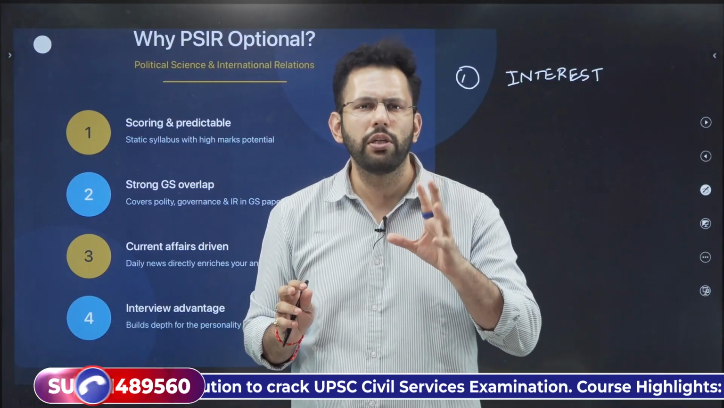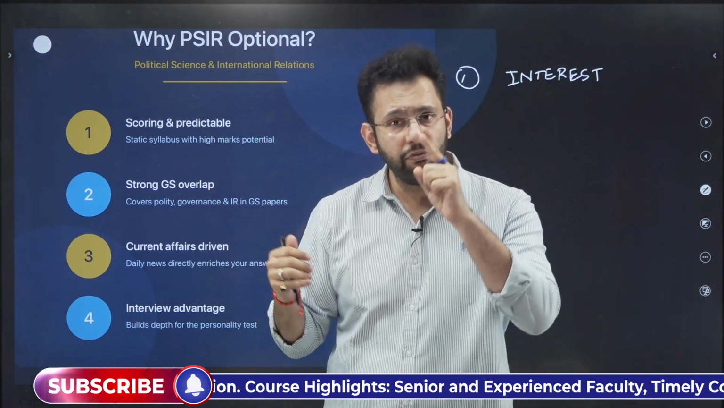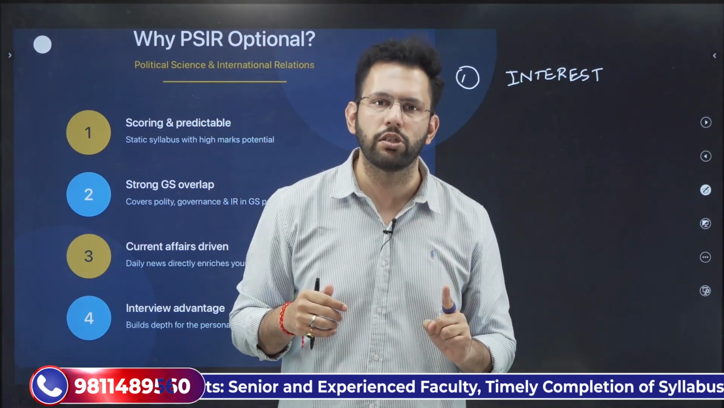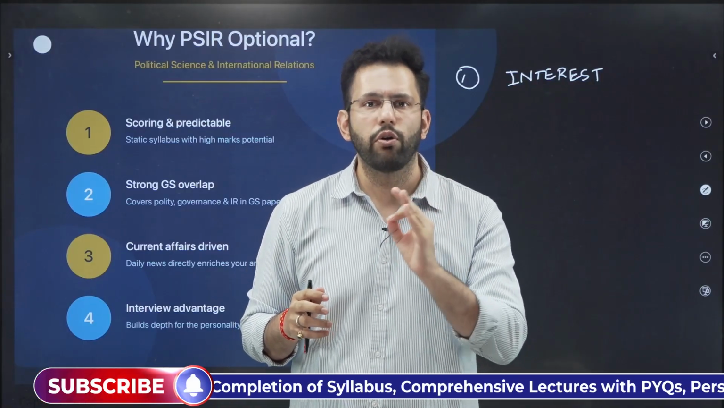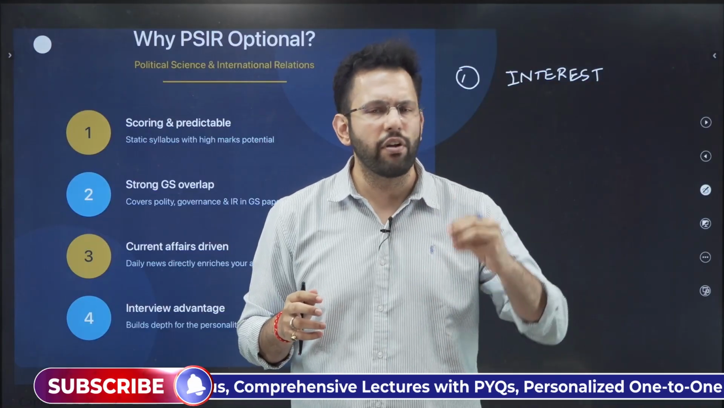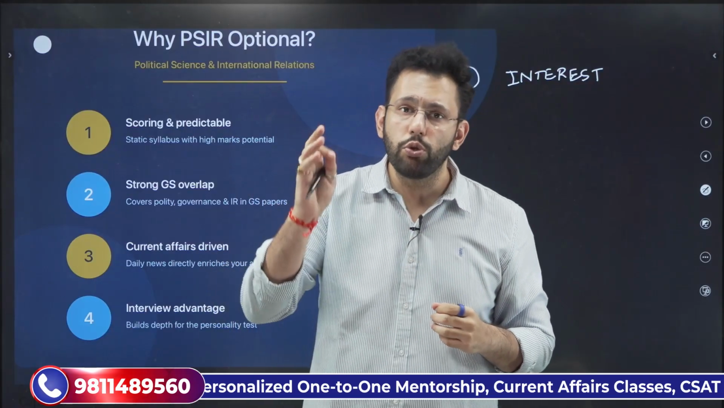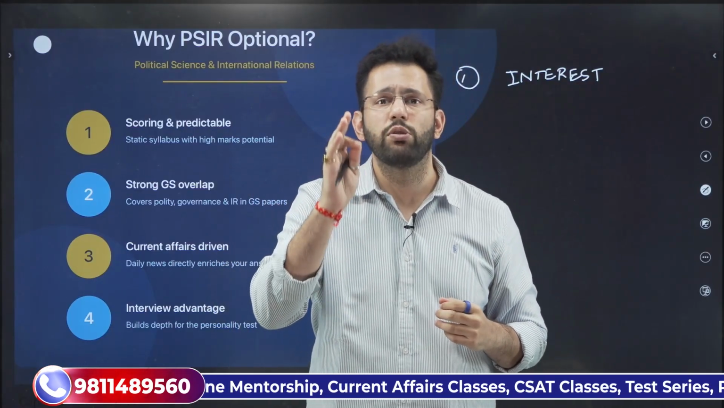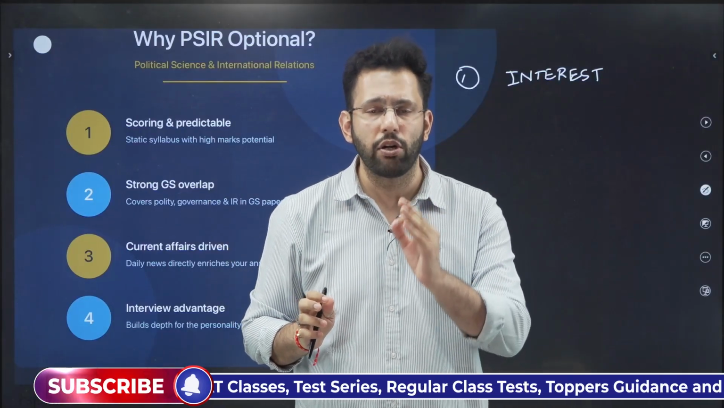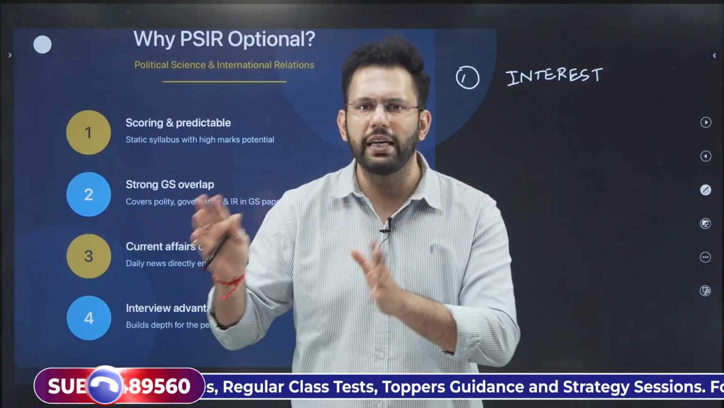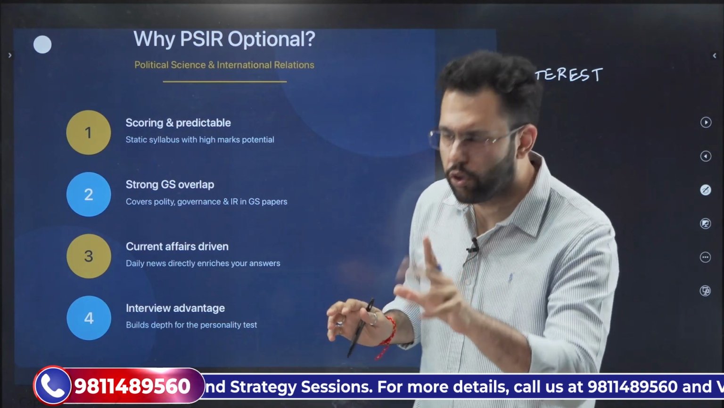Do not take the optional just because it is scoring or just because it is producing toppers. It is the second criterion, but the first criterion should always be your interest. Why? Because you might get bored of your optional after 2 or 3 months of preparation or after 5 months of your preparation. But PSIR or any other optional that you choose, you should be able to read it at least 5 to 7 times before appearing for your mains examination. Only then will it make a difference in your getting selected or not. So the first key is that of interest. My selection criterion is that of interest.